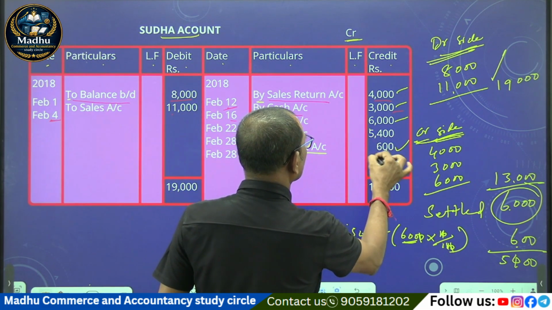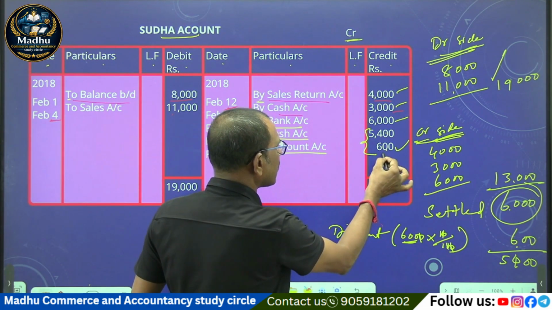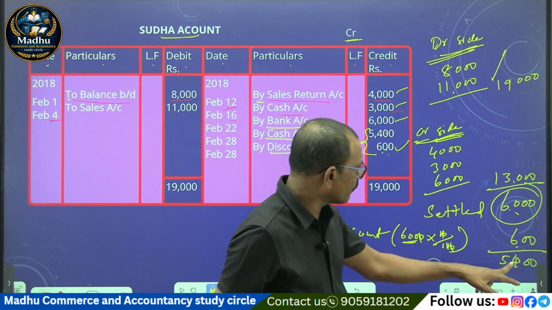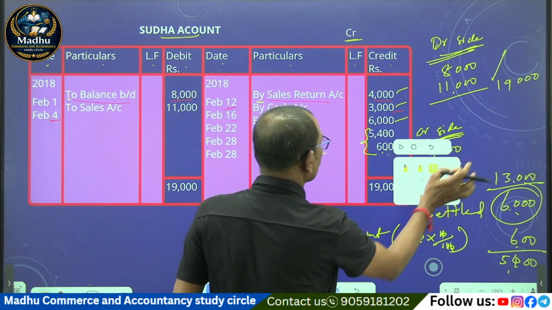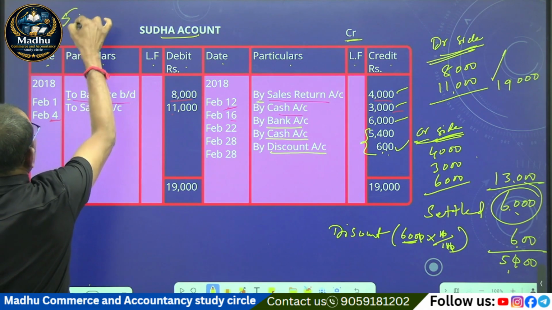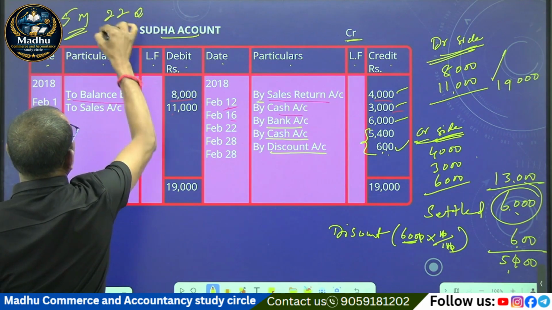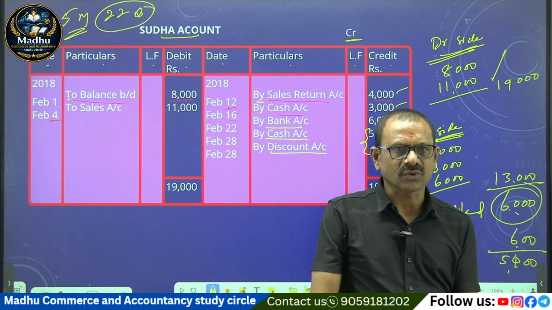So this both total is 6,000. You see here 6,000. So 5,400 plus 600, how much here? 6,000. So 600 is discount and 5,400 is the settlement amount. So like that we have to do. This is the ledger account. It will come for 5 marks in the exam. It is question number 22 in the annual examination, in your question paper.